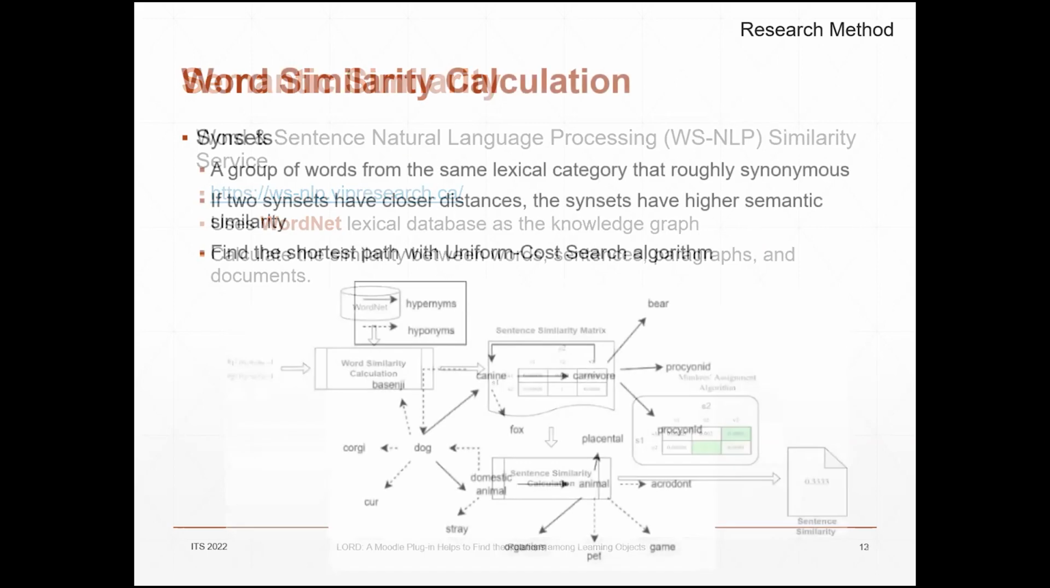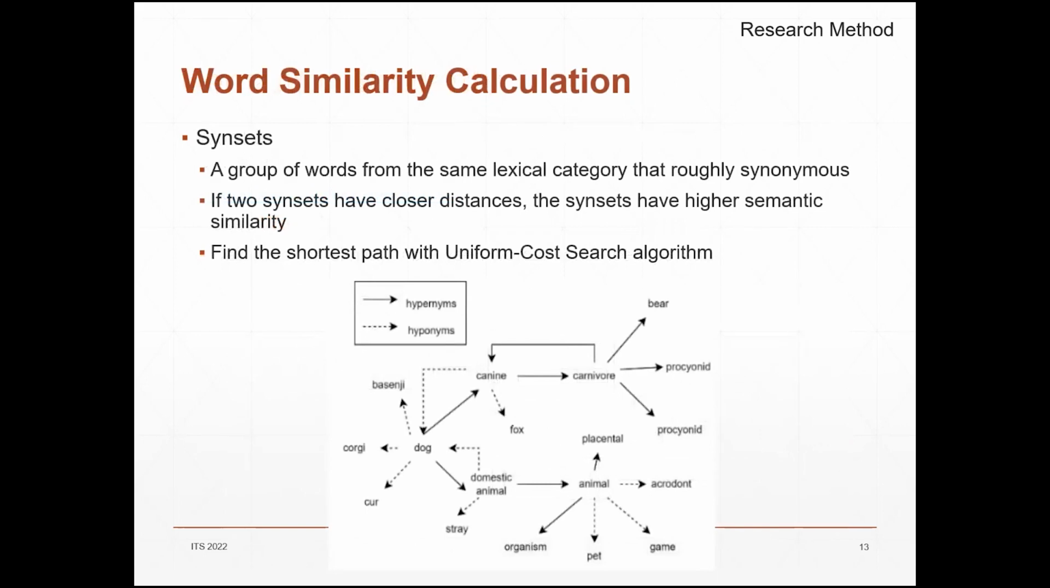So let's take a look at this example. WordNet, maybe some of you have heard about it. It is a kind of dictionary, but it's not a traditional dictionary. It has a lot of synsets. A synset is a group of words from the same lexical category. Then it also has some relations. There are 6 relations defined in WordNet.